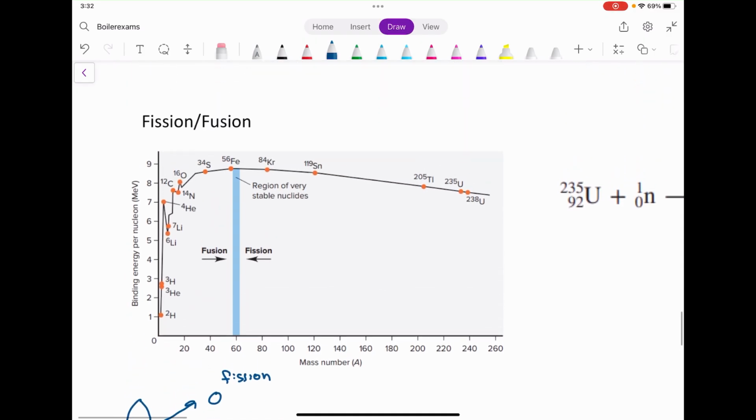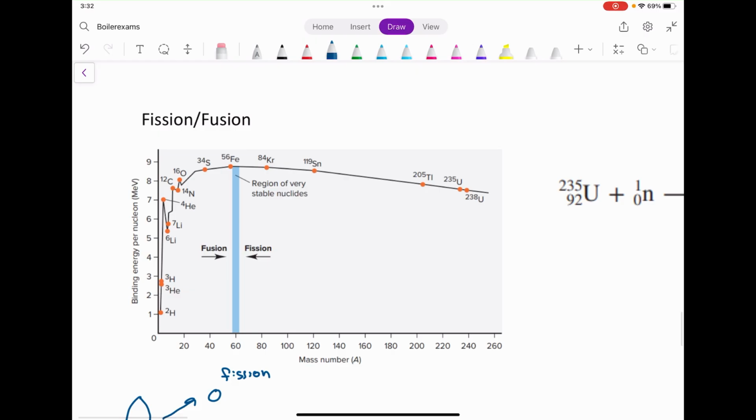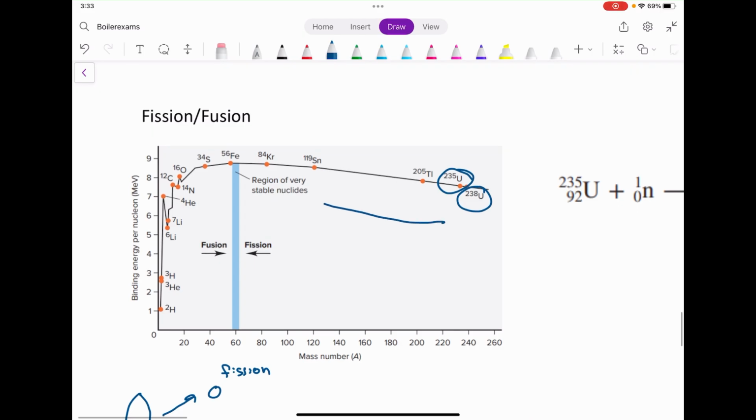So we can take a look at this graph up here. We're plotting mass number versus binding energy per nucleon. We want the highest binding energy per nucleon. So when we're at the absolute peak up here, these are the most stable. As we go further down into, say, uranium-238 or uranium-235, these are unstable. And since they're bigger, they're going to undergo fission to go in this direction.